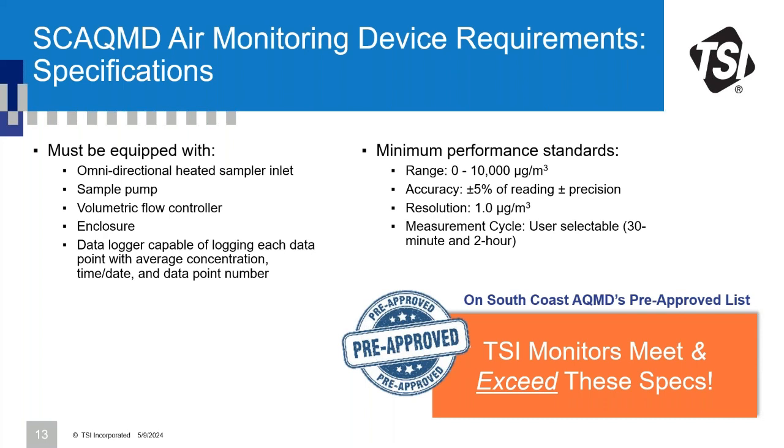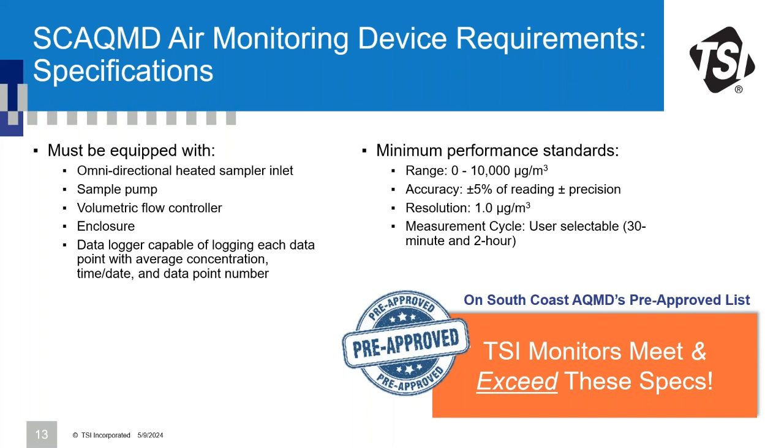An enclosure. They want to make sure the device is protected out there in the field and the construction site, so it's got to be inside of an enclosure. And then the last one here is a data logger capable of logging each data point with average concentration, time, date, and data point number. So these are the minimum requirements for your PM10 monitor.